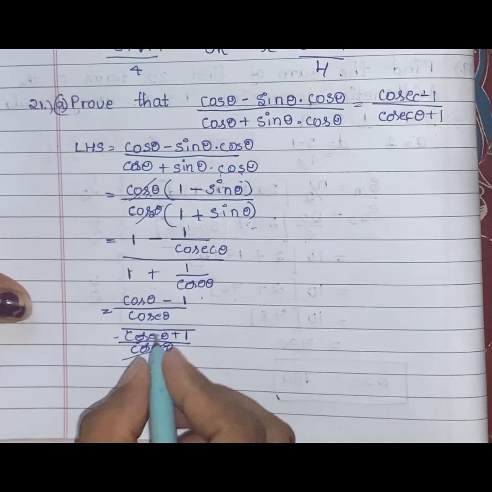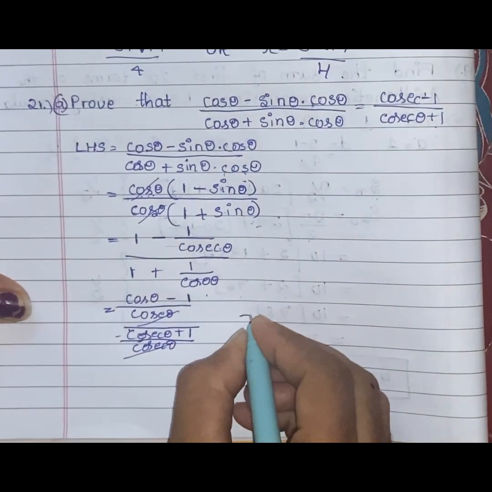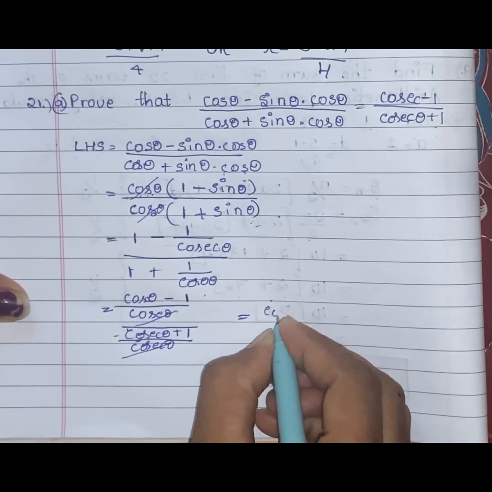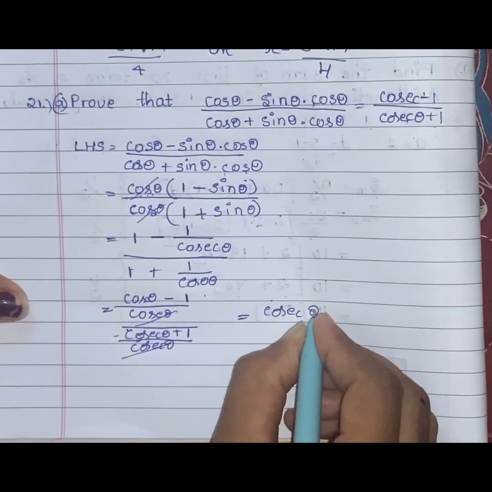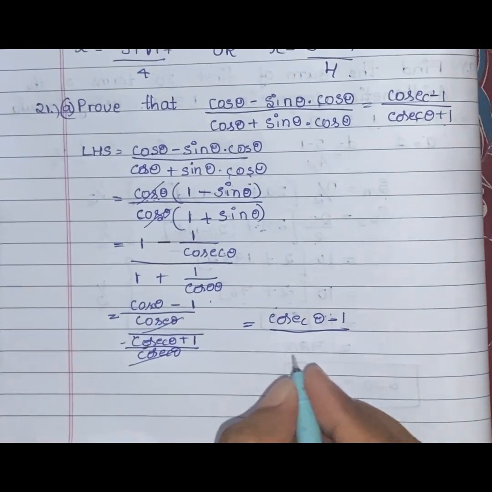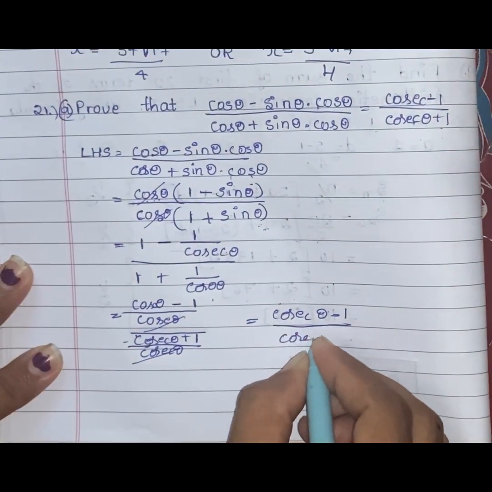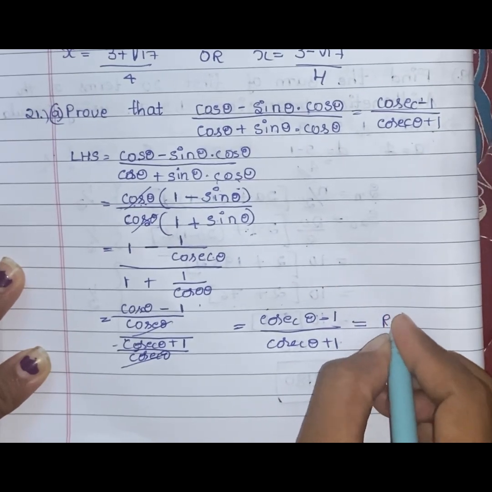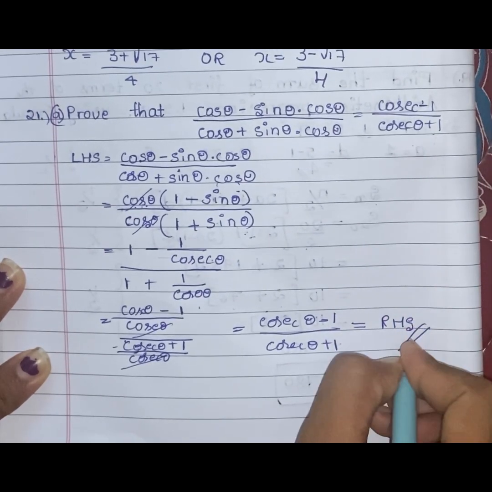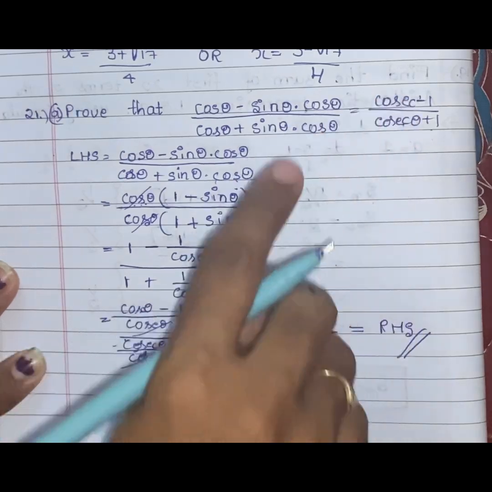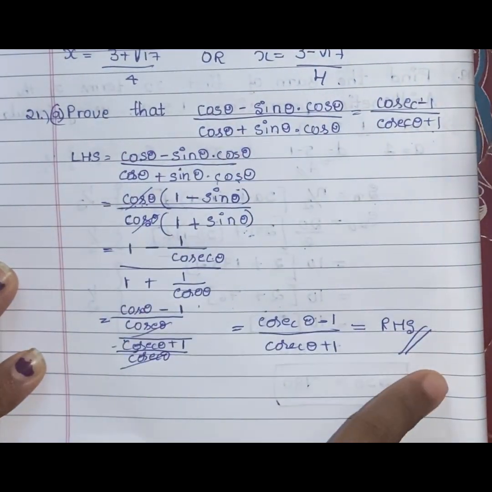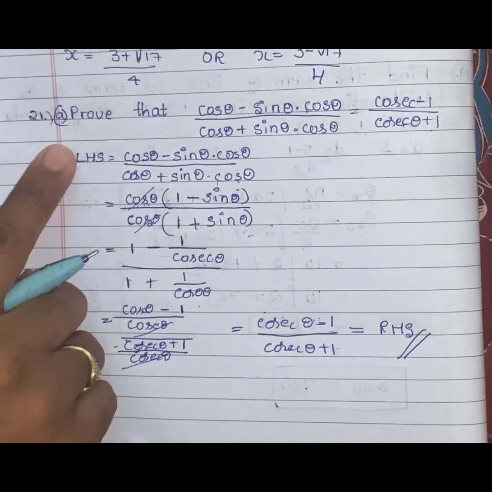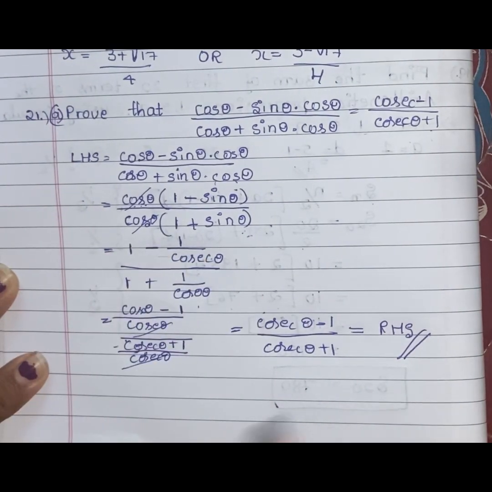So here again cosec theta and cosec theta get cancelled. So what is the answer we have here? Cosec theta minus 1 divided by cosec theta plus 1. This is nothing but the RHS we have. Okay, so we proved that this LHS is equal to RHS. So either you have to select 21A or you have to select 21B.